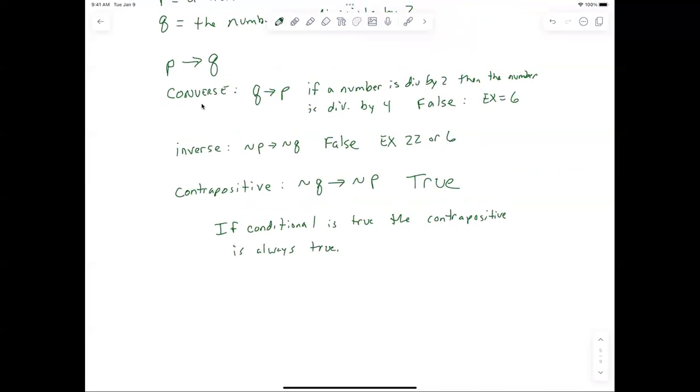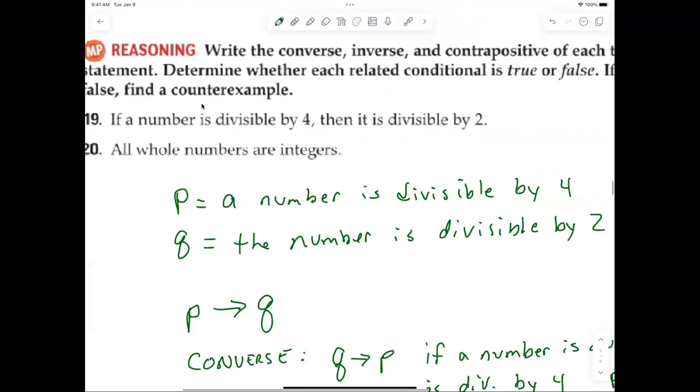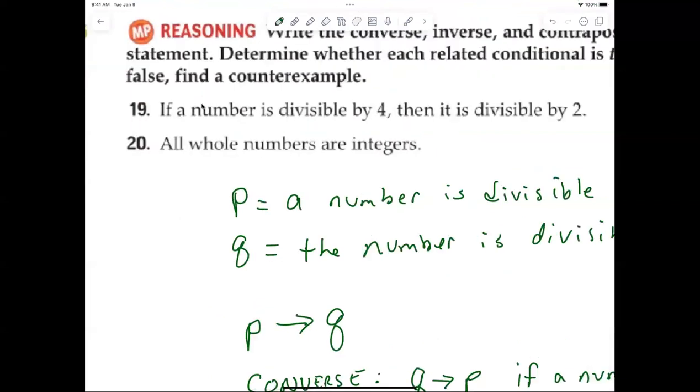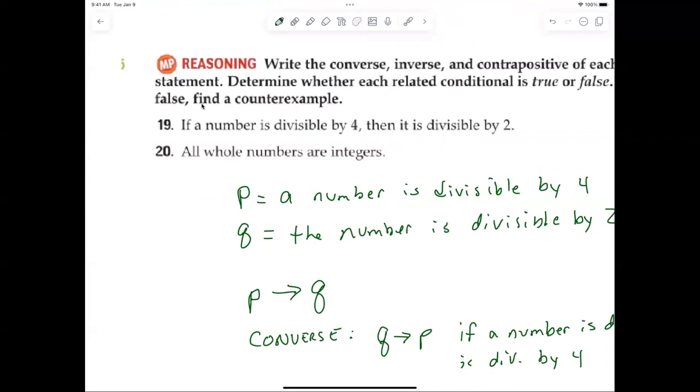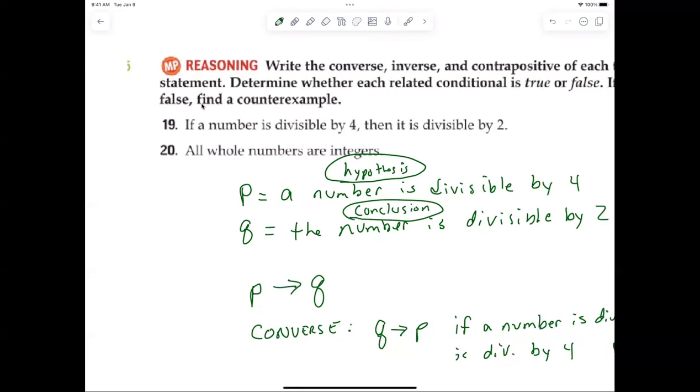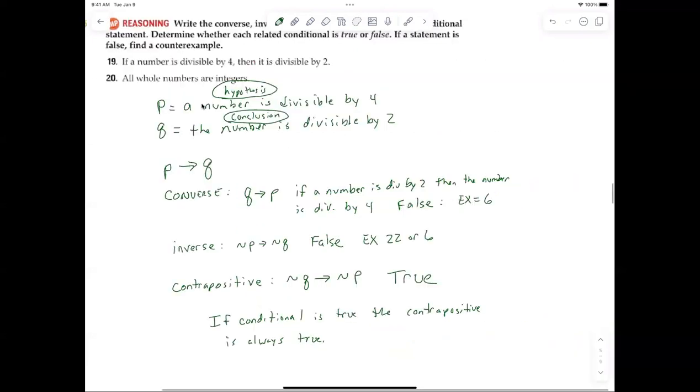So the only difference between inverse and contrapositive is that the letters are switched. It's called the hypothesis and the conclusion. So up here, the first statement, P, is considered the hypothesis, and Q is considered the conclusion. So if the hypothesis is true, the conclusion must be true. And this is what we're going to talk about some tomorrow. I don't want to get lost.